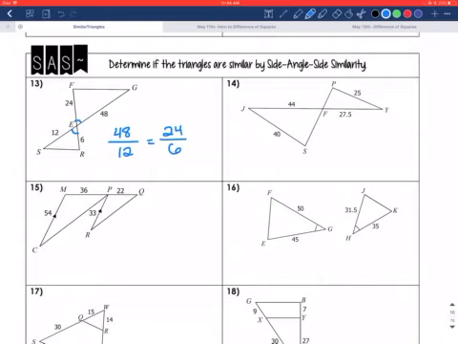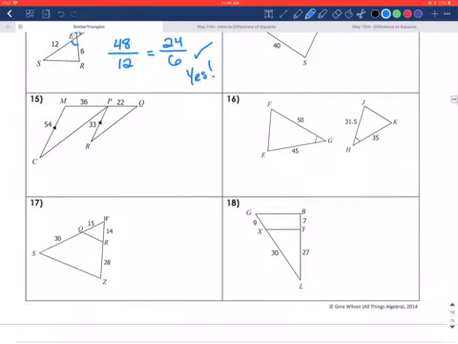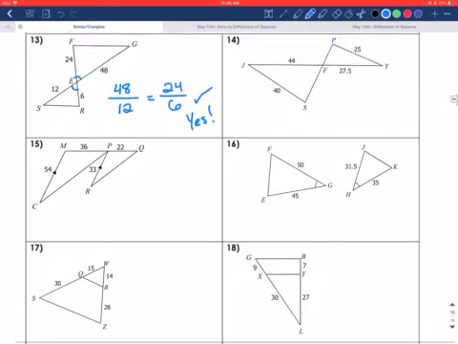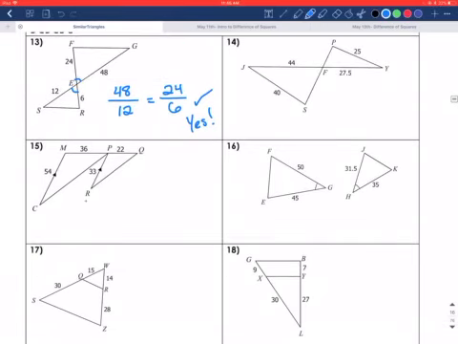Well, I mean, if we only have SAS, then there's only 2 of them. But we can see that both of these will divide out to be 4. Yes. So that is similar. And you can kind of keep going from there. I think the only other one that you might get confused on is 15, where you have these parallel lines.